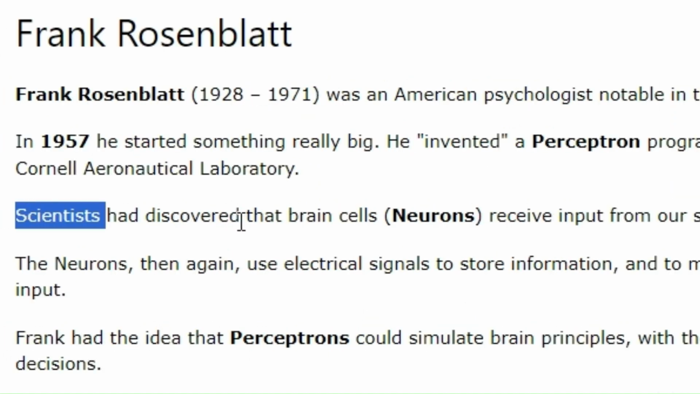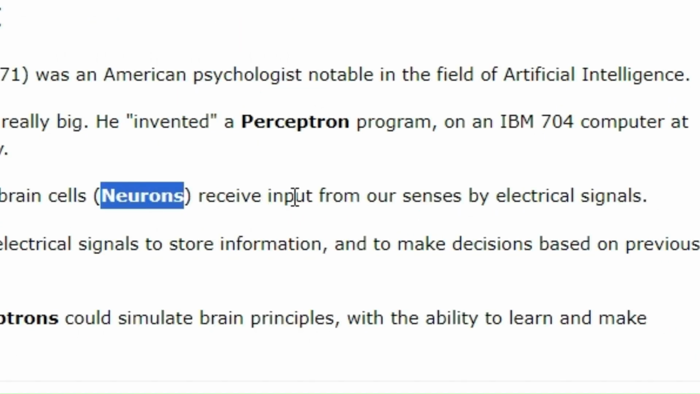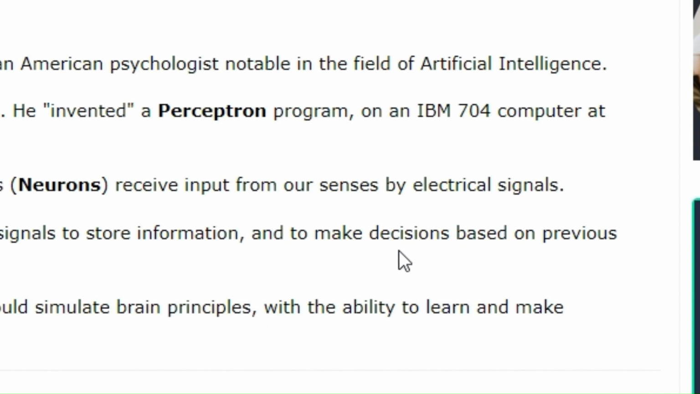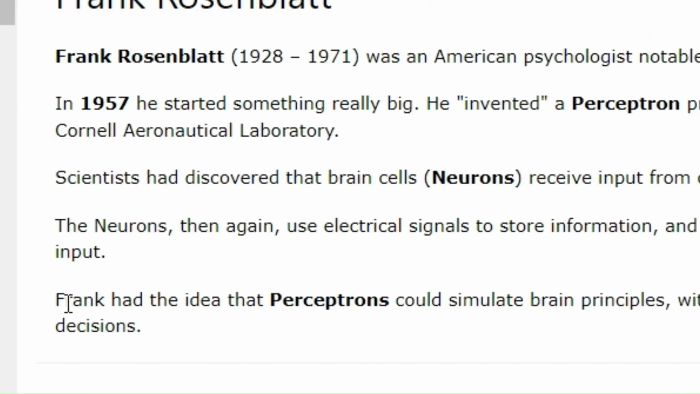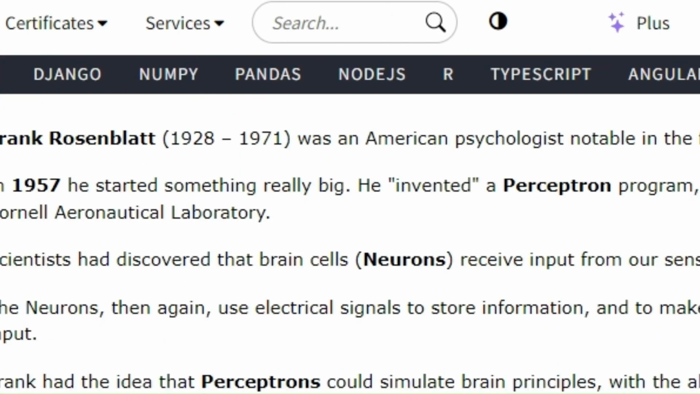Scientists have discovered that brain cells, or neurons, receive input from our senses by electrical signals. The neurons then again use electrical signals to store information and make decisions based on previous input. Frank had the idea that perceptrons could simulate brain principles with the ability to learn and make decisions.